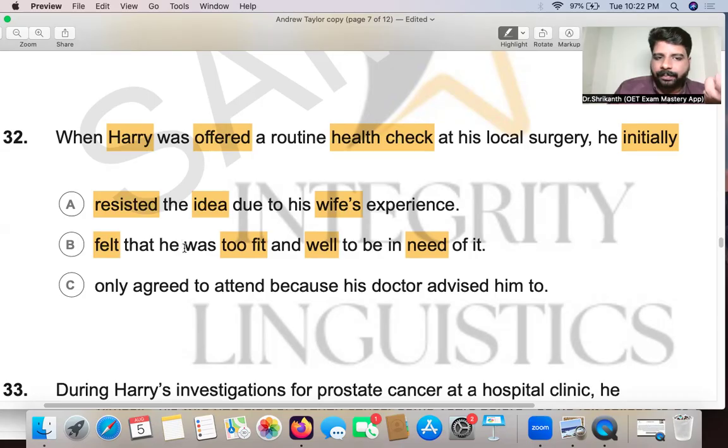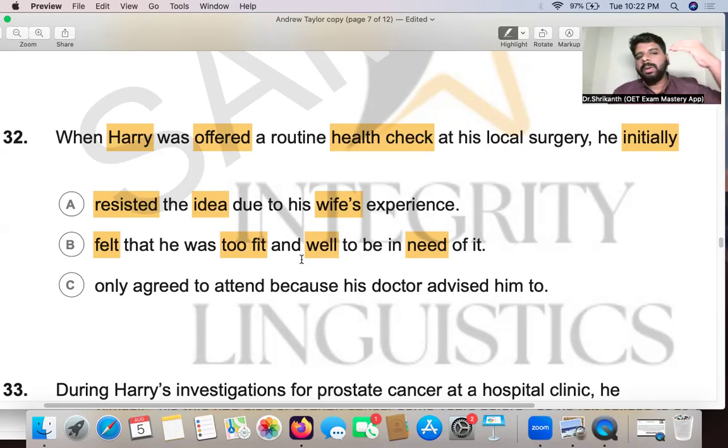He is resisting the health checkup, right? But what is the reason? He is not resisting it because of his wife's experience. This time, in answer option B, he is also resisting. But why? Because he feels he's too healthy. He says he does not have any problem in his health. He's saying, I'm super fine, I don't need this particular thing.